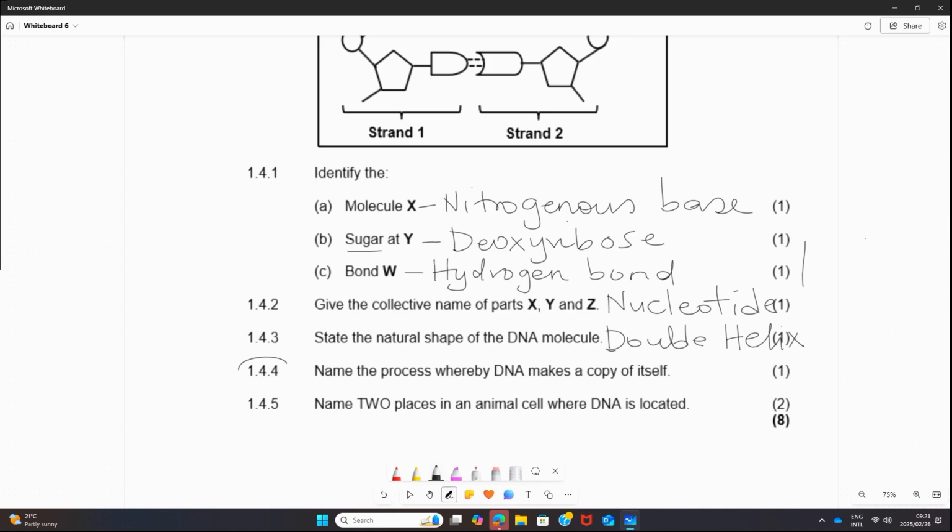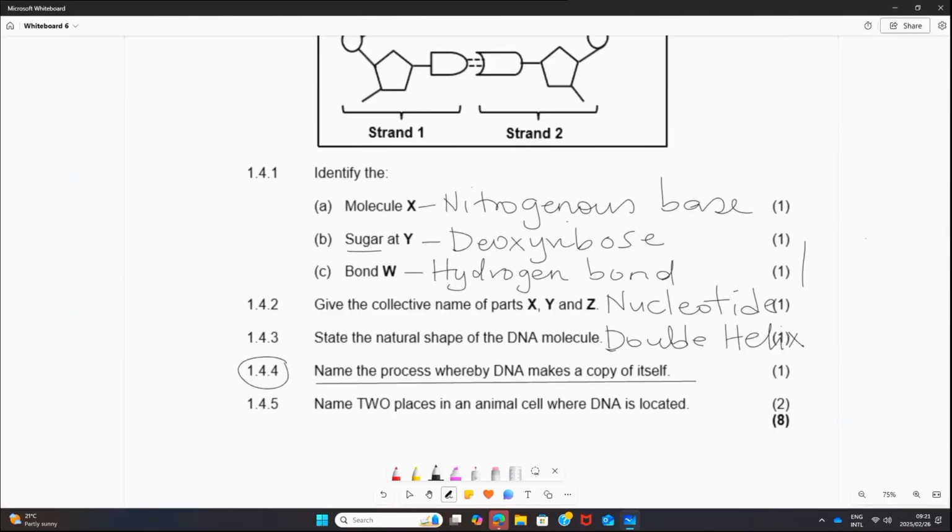And then we have question 1.4.4. It is something that we did not speak about in our lesson, which says, name the process whereby the DNA makes a copy of itself. Answer this question in the comment section to show your research skills. Go and find out the process whereby the DNA makes a copy of itself and write your answer in the comment section.